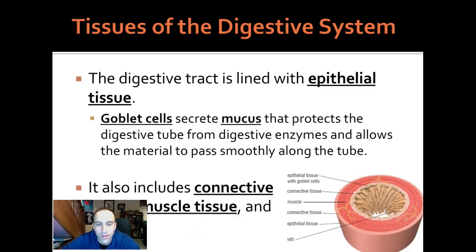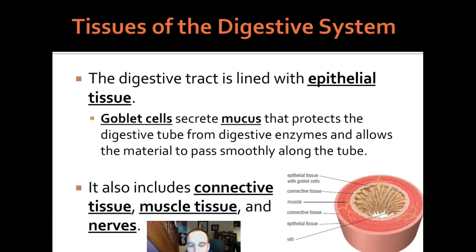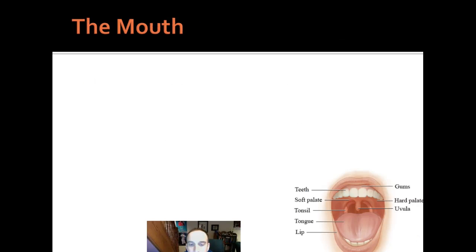The digestive system also includes connective tissue, muscle tissue, and nerves that help push food through and also give us the feeling of being full.